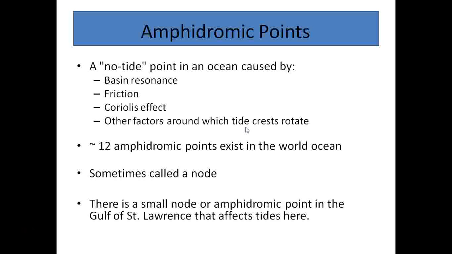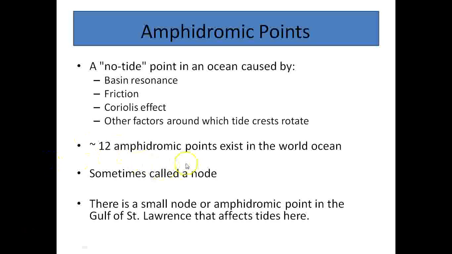First of them is amphidromic points. Okay, so basically amphidromic points are no tide points in an ocean that are caused by basin resonance, friction, the Coriolis effect, which kind of tends to make things move a certain curved appearance, and other factors around which tide crests will rotate.